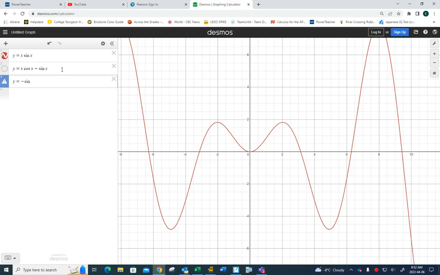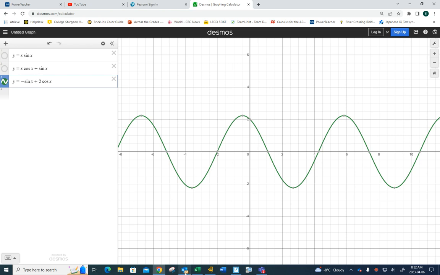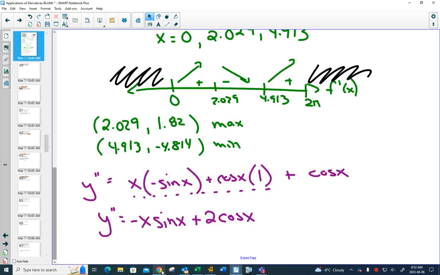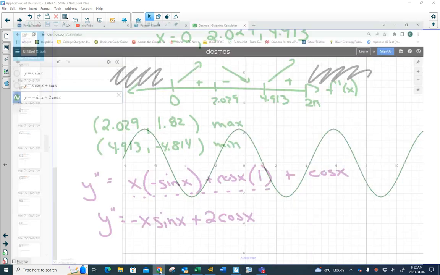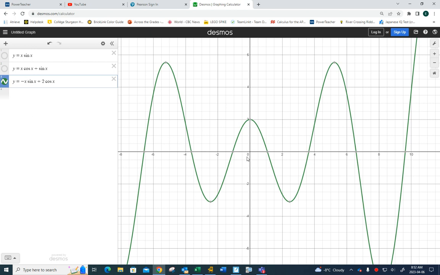Is it sine x or cos x? It's sine x. I'm going to check. Negative x sine x plus 2 cos x. Negative x sine x. There it is. Okay. So on here, what's going to be important are where it's equal to 0, which is at 1.077 and 3.644.